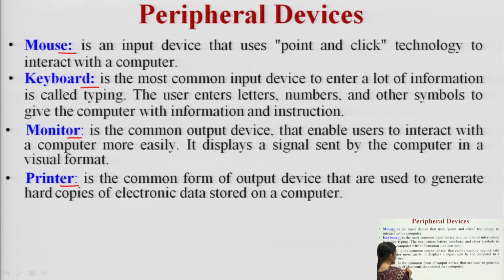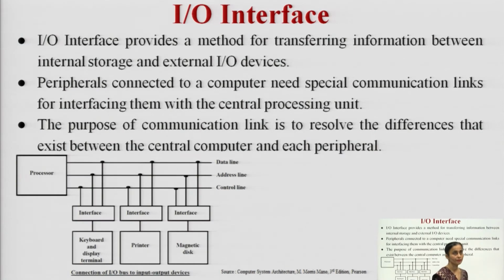Then the next is the printer. Printer is again a common form of output device that is used to generate a hard copy of electronic data that is stored in our computer. Suppose to make it more readable, we take printouts.